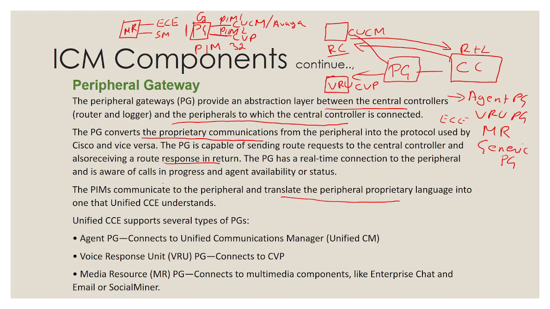So we have several kinds of PGs, 4 kinds of PGs, sorry. Agent PG, VRU PG, and the media routing PG. Media routing PG, as I said, connects to the multimedia components like enterprise chat and email or social miner. Voice response unit is able to connect to the CVP, or earlier we had a product called IIPVR.